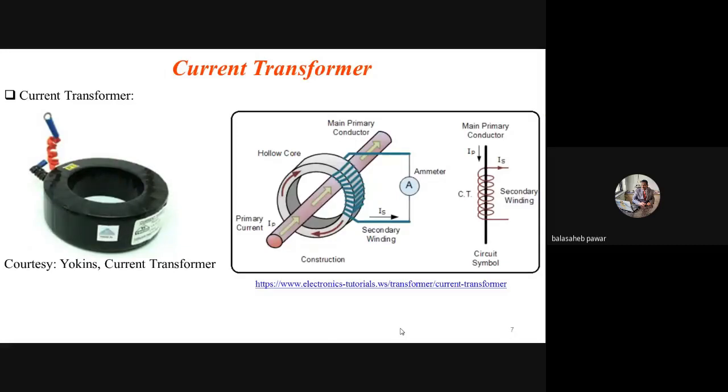Now we'll switch to another type of transformer, known as a current transformer. Is it visible on all your screens? Yes, sir. Okay. So remember, a current transformer is somewhat different from a voltage transformer, which is also known as a PT, potential transformer. So in industries, these transformers are mostly called CT and PT. CT stands for current transformer, PT stands for potential transformer.